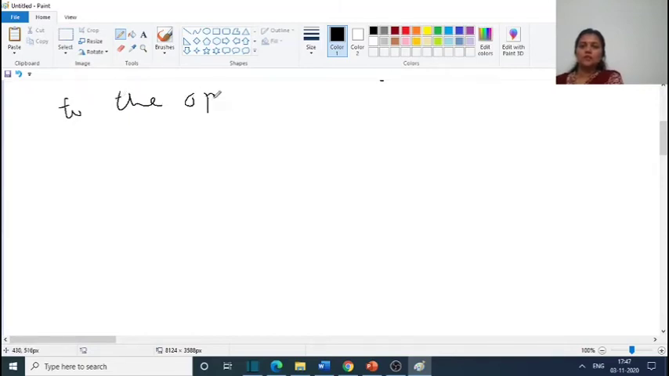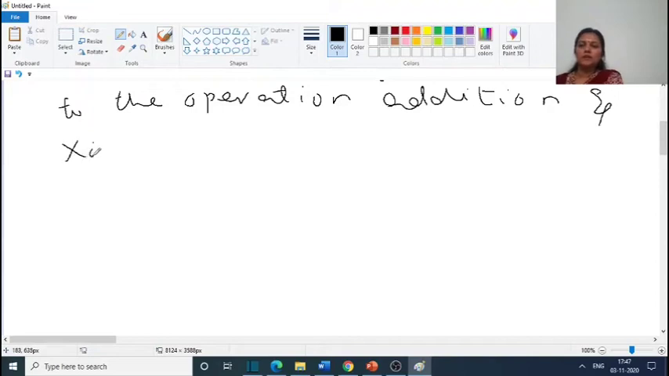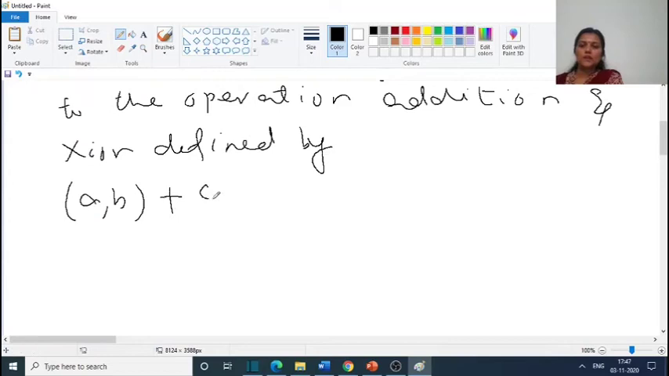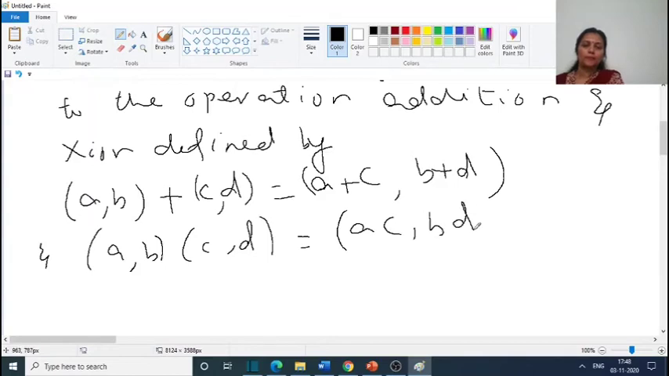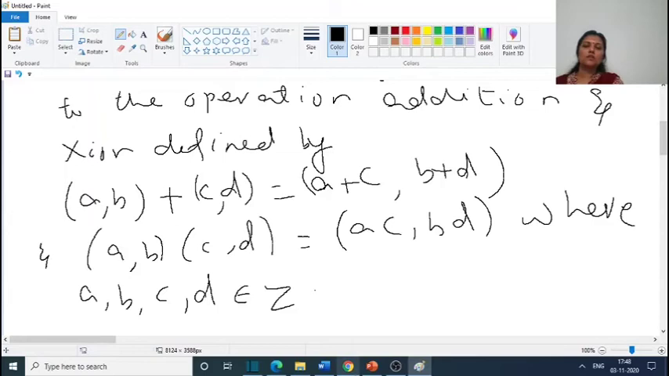The operations addition and multiplication are defined by (a, b) plus (c, d) is equal to (a plus c, b plus d), and (a, b) multiplied by (c, d) is equal to (ac, bd), where a, b, c, d are elements of Z. This is the operation in Z cross Z.